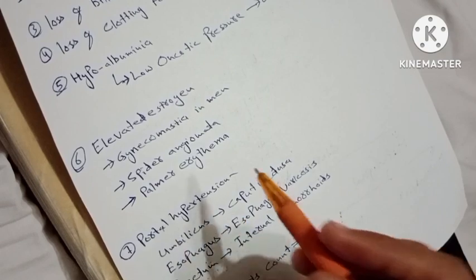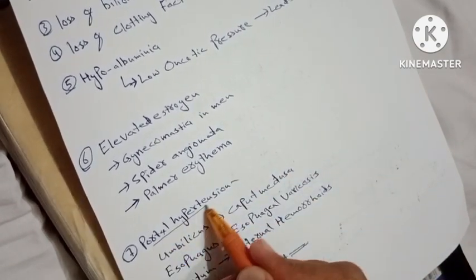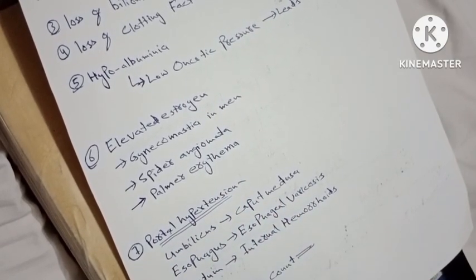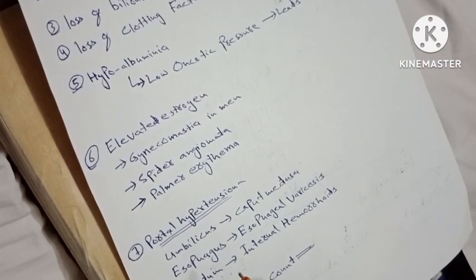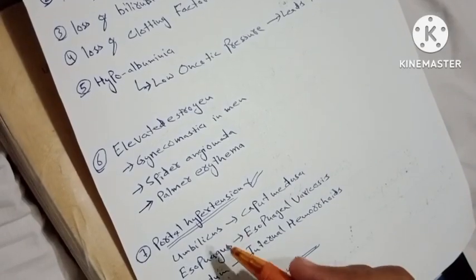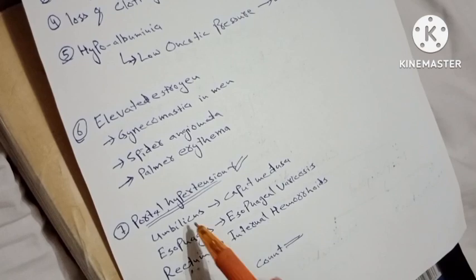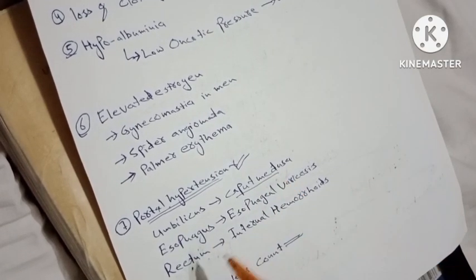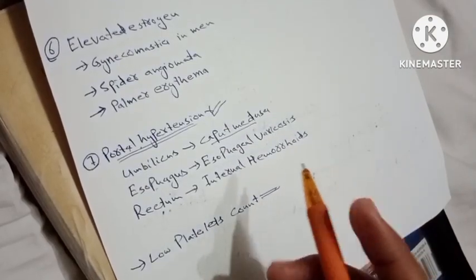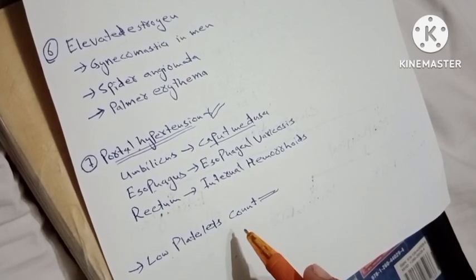Portal hypertension. If the patient has liver cirrhosis but does not have portal hypertension, it doesn't lead to ascites. So if ascites occurs, it means portal hypertension is present in the liver cirrhosis patient. Some conditions which are correlated to portal hypertension are edema, caput medusa, esophageal varices at the esophagus, internal hemorrhoids at the rectum, and also there is a low platelet count in the liver cirrhosis.